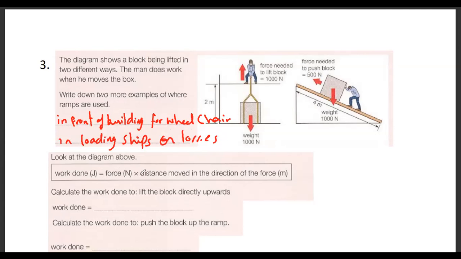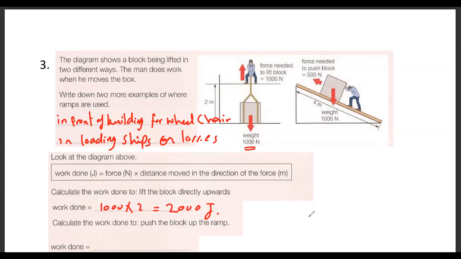The work done equals force times distance moved in the same direction of the force. Calculate the work done lifting the block directly upward, directly upward across this line. So the force here is 1000 times 2, equal to 2000 joule.